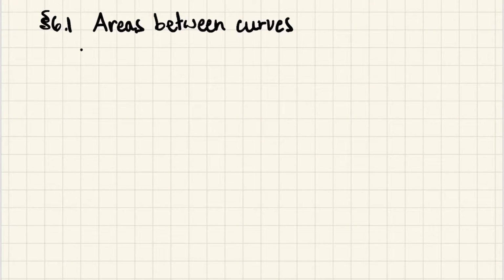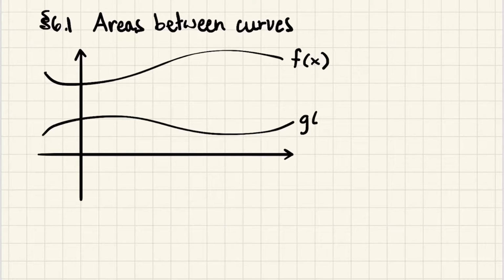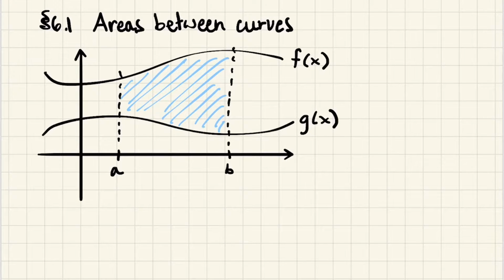All right, suppose we have two functions, f and g, and they're just minding their own functionally business. And let's suppose we choose two x values, an a and a b. And suppose we're interested in the exact area bounded by the curves f and g and the lines x equal a and x equal b. All right, so what we're going to do is work out this area using an integral.